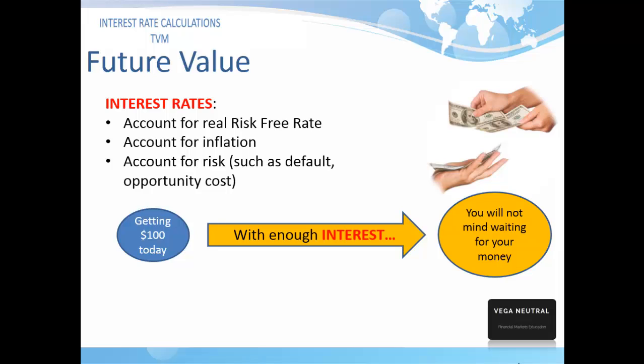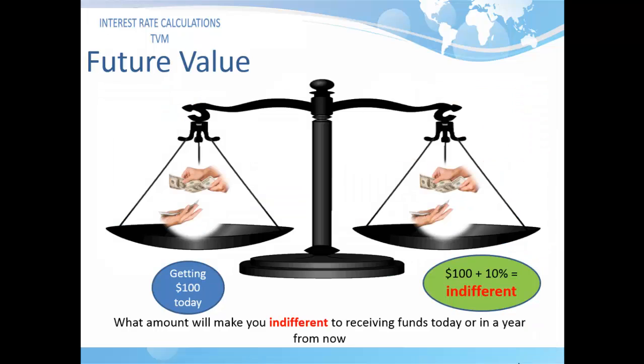Now, risk in this instance can be more than one thing. It could be physically the risk of default, or alternatively the risk of an opportunity lost. In other words, you could have invested your money elsewhere, but yet you turned your money over to this investment and tied it into this investment for the year. The summary here is that with enough interest, we can actually find ourselves in a situation where you are completely indifferent to getting your money now or at some future date in time.